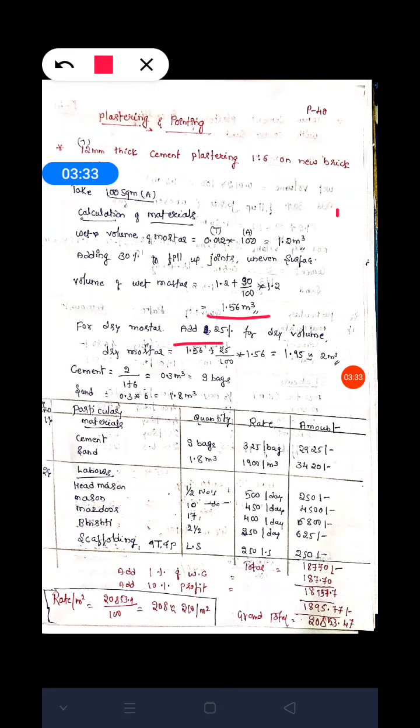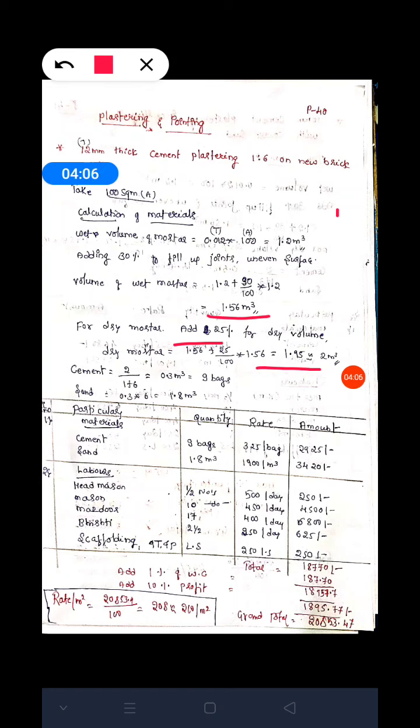After adding the 25% extra, the dry mortar equals the wet mortar 1.56 plus 25 by 100 into 1.56. Then we got the total dry volume of plastering as about 1.5, which we make it 2 cubic meters. So this is the dry volume of mortar for plastering. You should remember it, or else you should calculate it like this. The dry volume of plastering per 12 mm thick is 2 cubic meters.